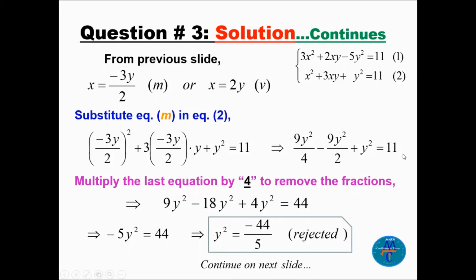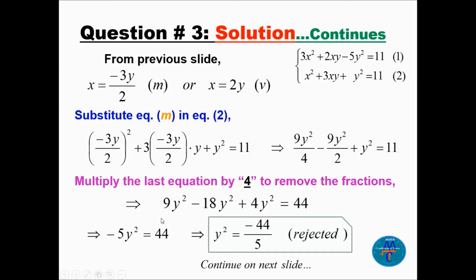I mentioned in some other videos what to do when you have fractions. The best way is to find the LCD for all fractions, which is 4 in this case, and multiply the last equation by 4. See, 4 here is black. Multiply by 4. So 9y squared. If you multiply by 4, 4 over 2 is 2, so this is 18y squared. 4y squared is equal to 44.